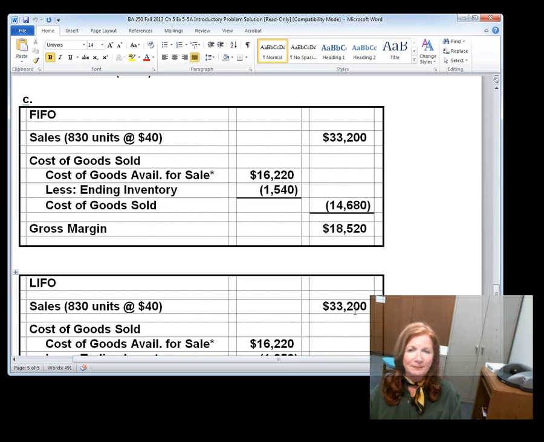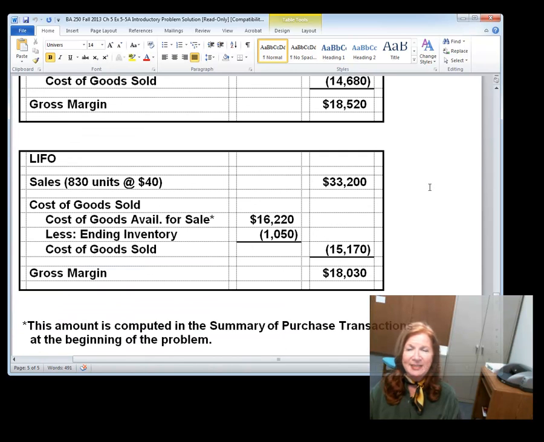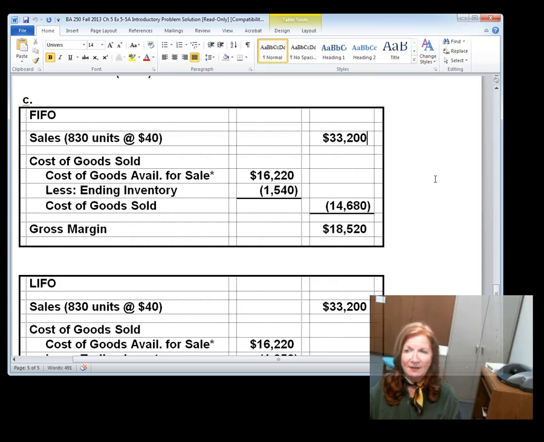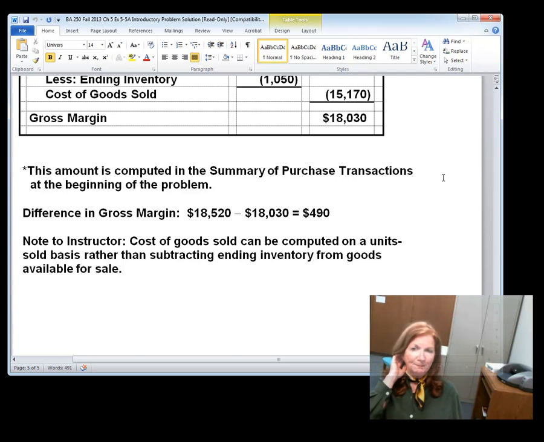So we've now looked at these and put them into an income statement, and we're going to get the net income. Actually, we're going to get the gross margin. So here's the sales under FIFO. Here's the goods available minus the ending inventory to get the cost of goods sold, exactly the number we got in those calculations above. And now the gross margin is $18,000 under LIFO, $18,500, $18,030, comparing LIFO and FIFO.